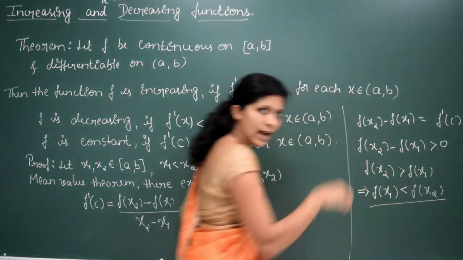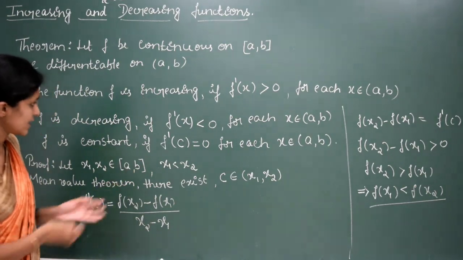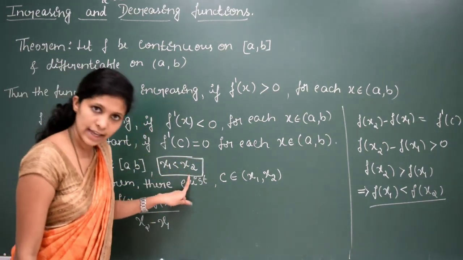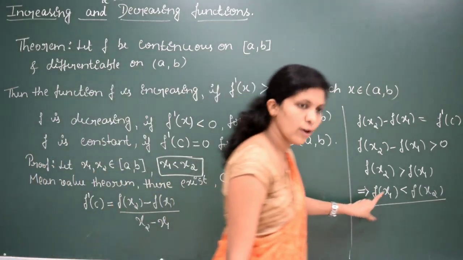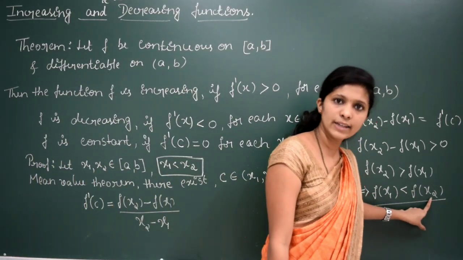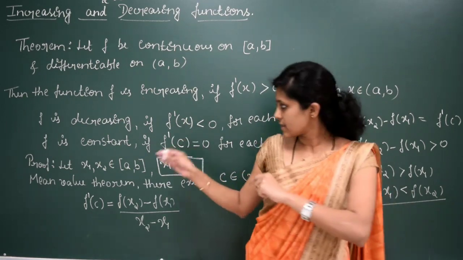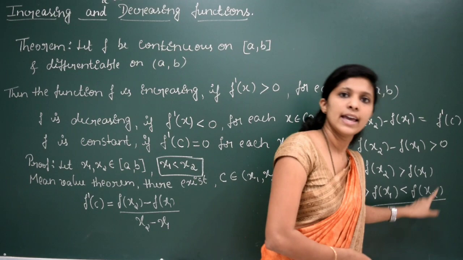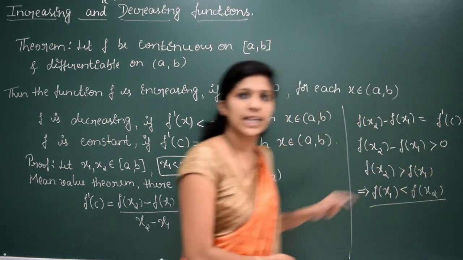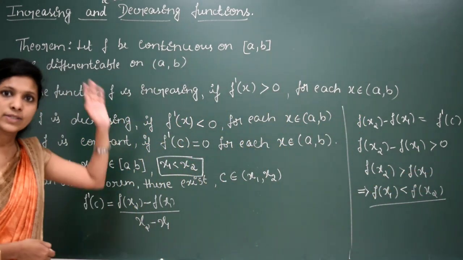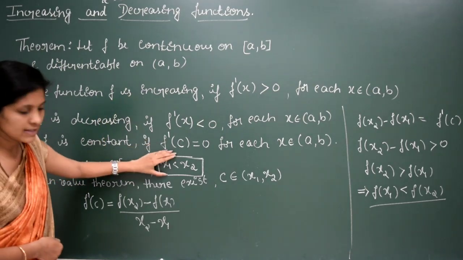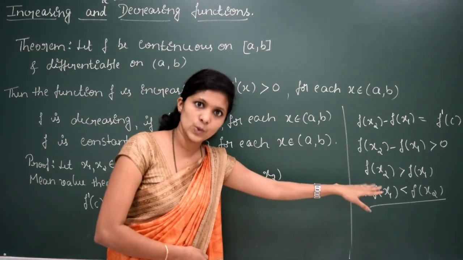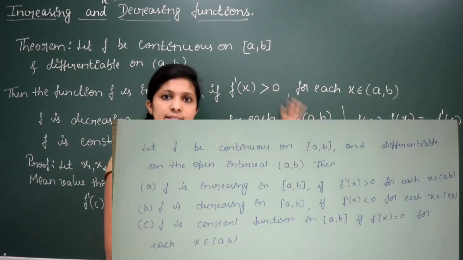Is it clear? We have considered x1 is less than x2 and we proved f of x1 is less than f of x2. Since x1 is less than x2, we proved that f of x1 is less than f of x2, so the function is increasing. Is it clear? By using the first definition, if x1 is less than x2 then f of x1 will be less than f of x2, and we can say that the function is increasing.